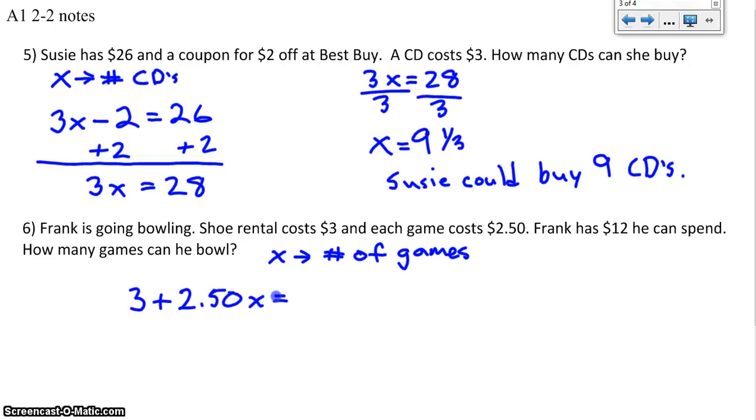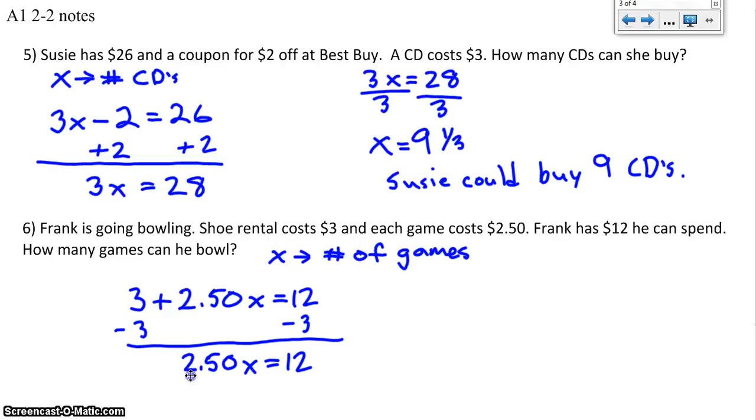And we know Frank has a total of $12 he could spend. I'm going to solve this equation fairly quickly, as we've gone through a few of these now. So we subtract 3. Then we would divide.